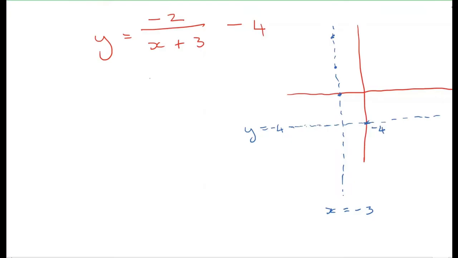Okay, great. Good. Now, which quadrants is this thing going in? Where am I drawing this graph?